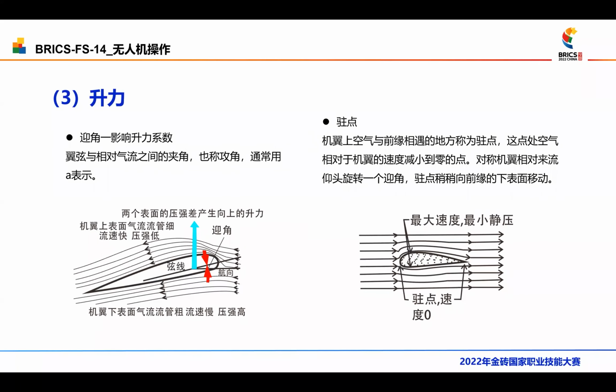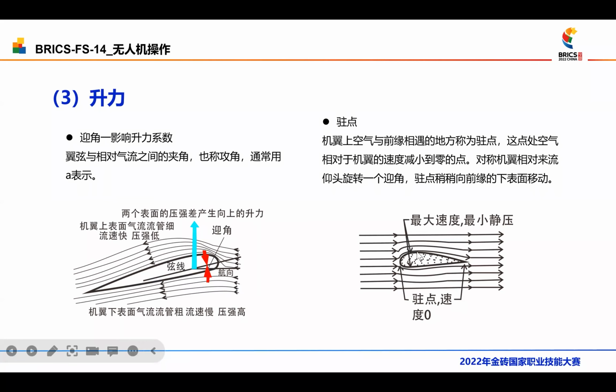Next, let's have a look at some relevant concepts. Firstly, the angle of attack, which affects the lift coefficient. The angle between the wing chord and the oncoming airflow is also called the angle of attack, usually indicated by α.